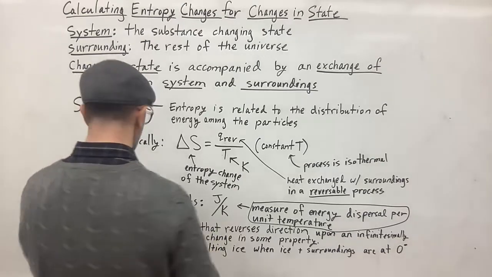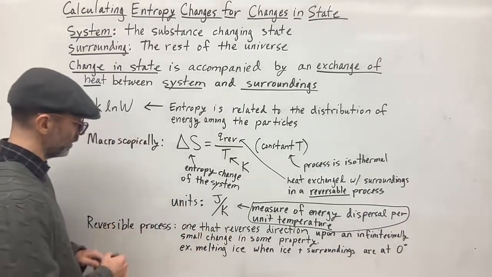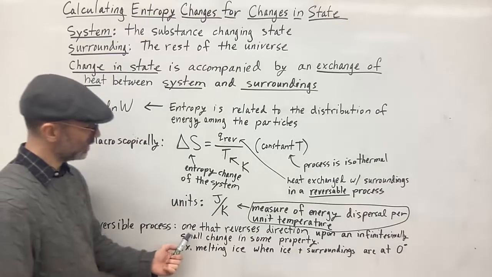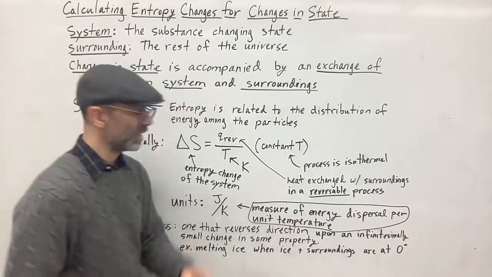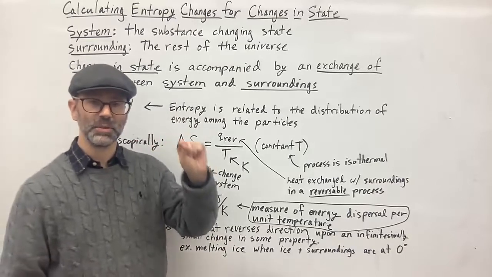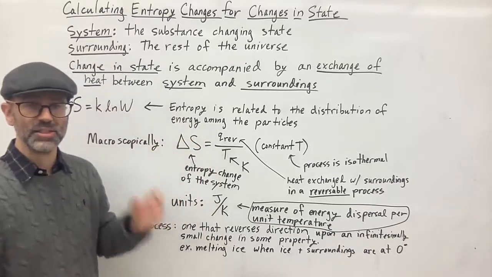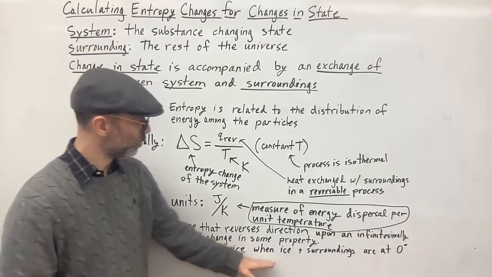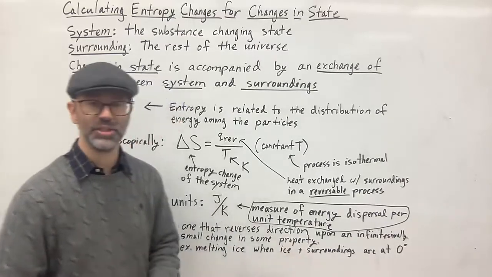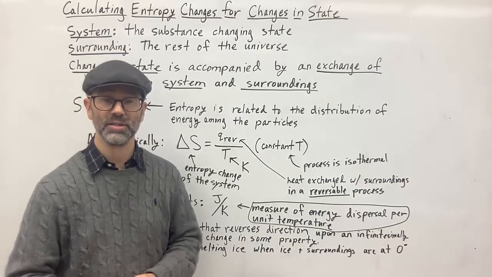Okay, and so what is a reversible process? A reversible process is one that reverses direction upon an infinitesimally small change in some property. So an example would be like melting ice when the ice and the surroundings are both at 0 degrees, right?